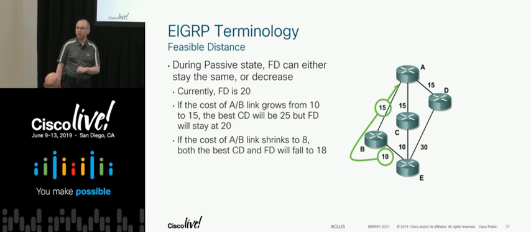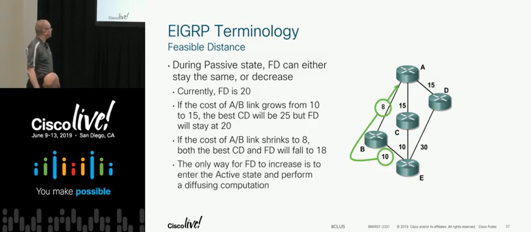And then later, let's say the link gets cheaper, even cheaper than before. Now it's even 8 units. So the total cost is now just 18, and so will be the feasible distance because we hit a new minimum. This is how it behaves.